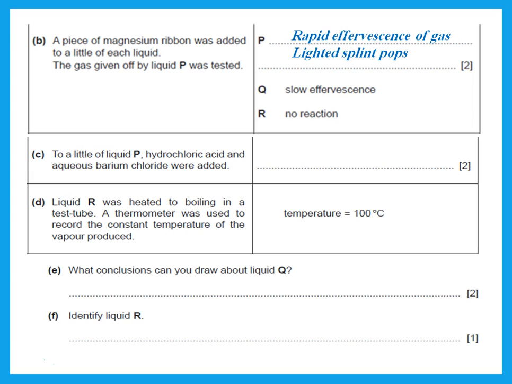He wants the gas to be tested. Lighted splint pops. What about Q? He said Q is slow effervescence. Well, we would expect that because it's a weak acid. Now, what about R? R, no reaction.